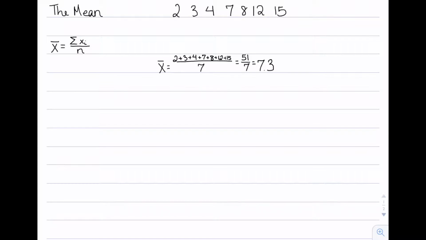As far as rounding goes, the general rule is to round to one more decimal place than your data. So in this case, our data has 0 decimal places, so we round to one more to get 1 decimal place.